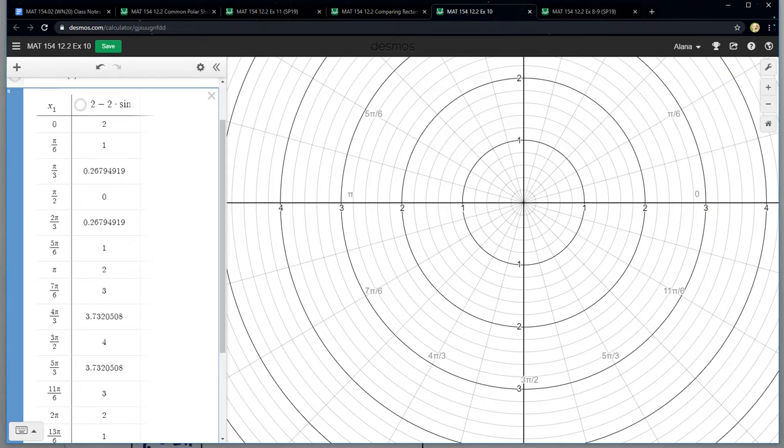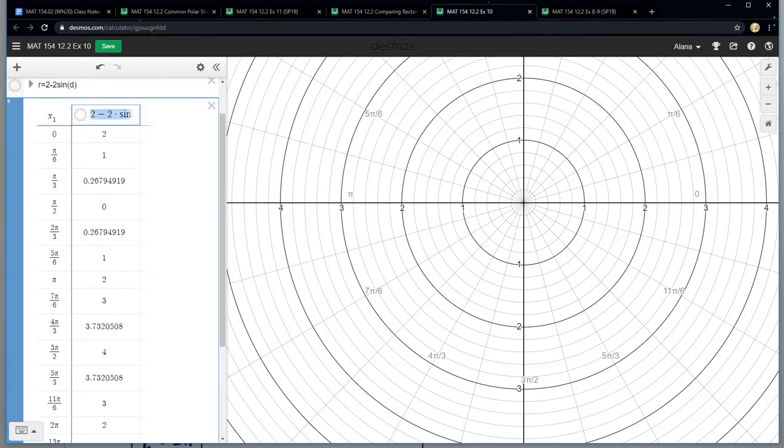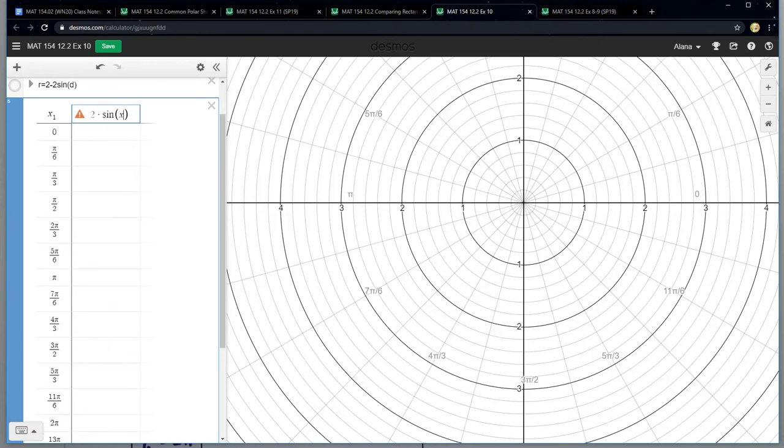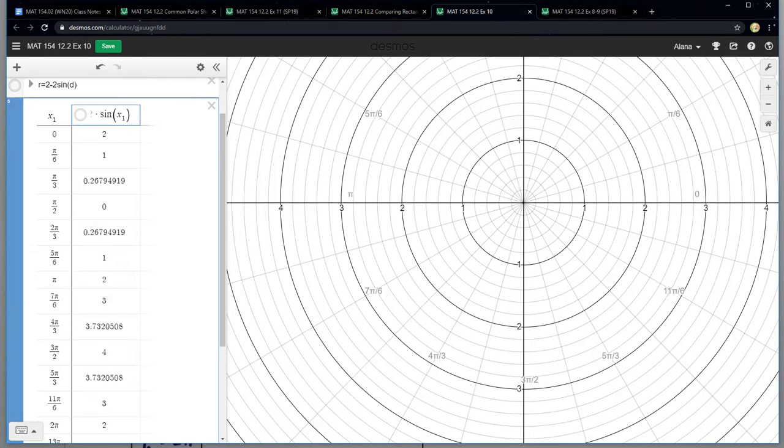And then up here where it had a y1, I got rid of the y1 and I typed 2 minus 2 times the sine of x1. And to do that, I just typed x1. So if I type x and then the number 1 right after it, it knows that it wants x sub 1. And then you can see it's got all those lovely values. Those are the values I need for my table, which is a lot better than me having to sit there and write them all out.